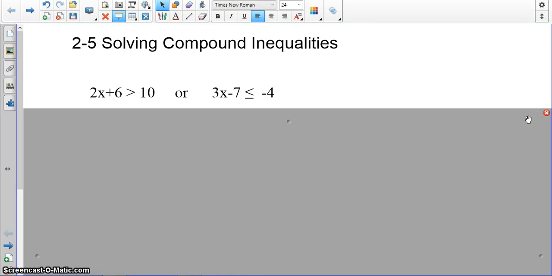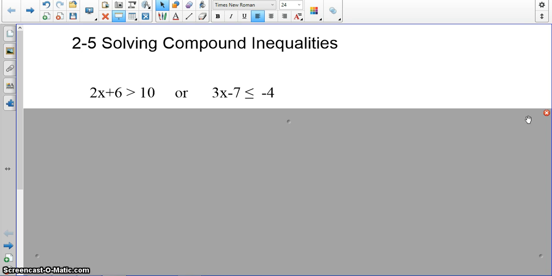So here's an introduction into 2.5, and that is solving compound inequalities. There are actually two or more inequalities. Generally two is what we'll be doing. It's two inequalities at the same time. That's what a compound inequality really is. Okay? And so here's an example of a compound inequality.